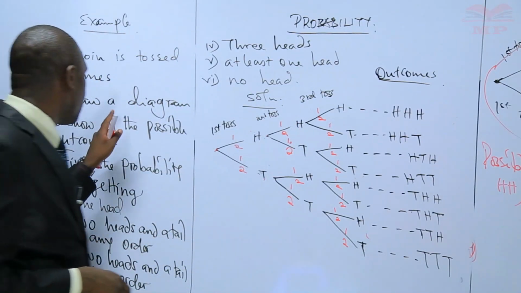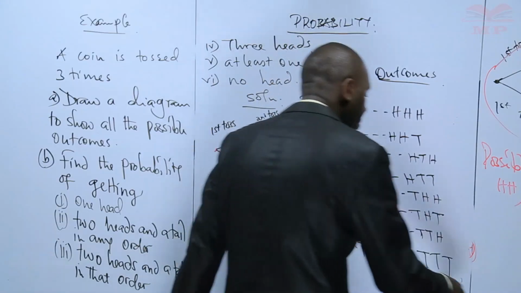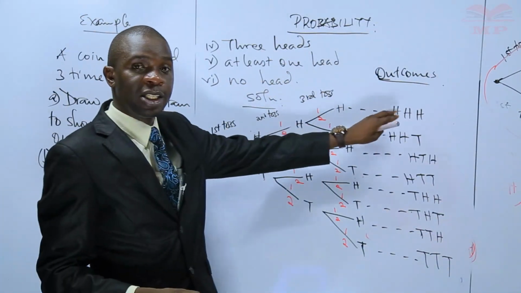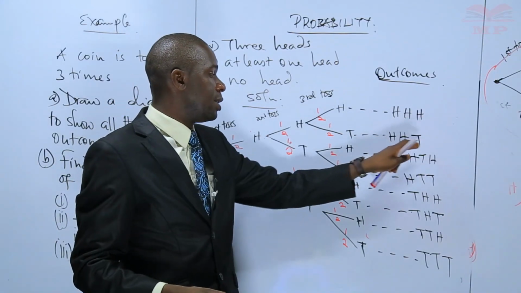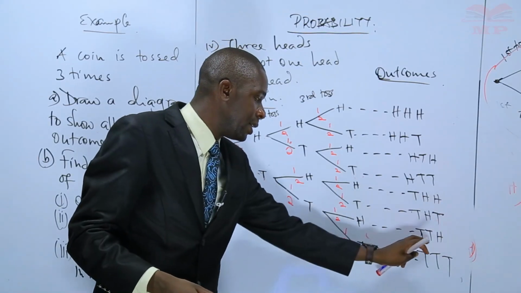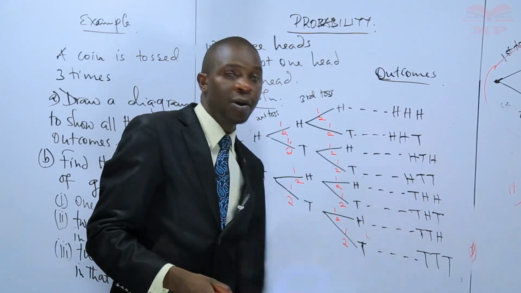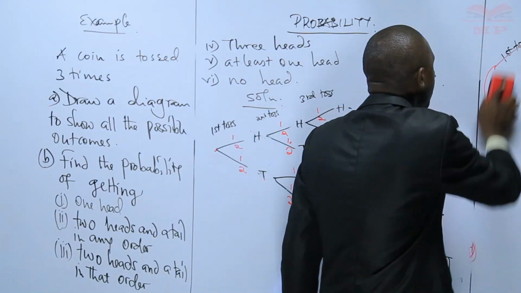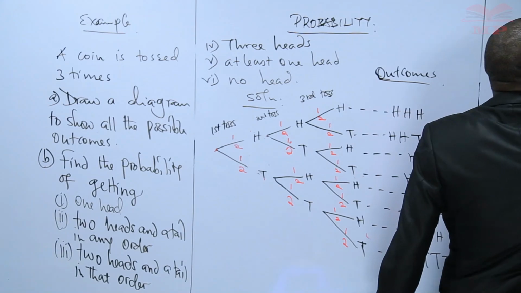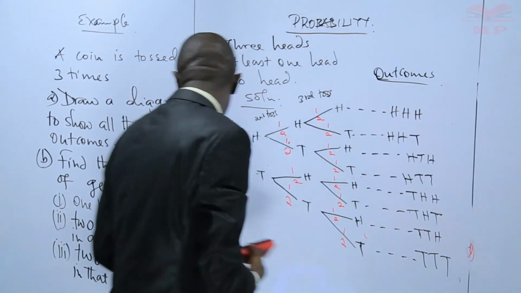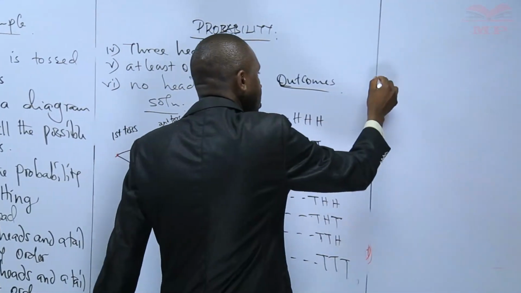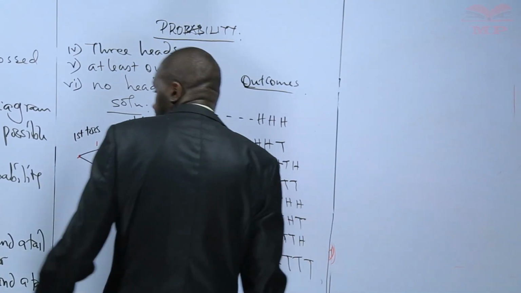So I want us to move ahead and start finding the second part, number B. This is our sample space: HHH, HHT, HTH, HTT, THH, THT, TTH, TTT. That is our sample space, or what we also call a probability space. So I want us to go ahead and try to answer the questions that follow.